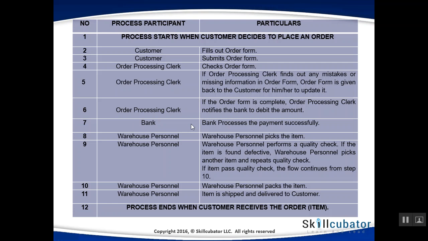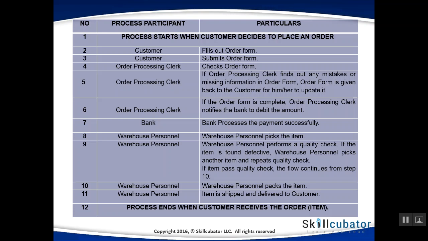Step 7, the bank will process the payment. Here I have only one scenario, what we call the happy path. That means the bank is able to process the payment successfully. Now what happens if the bank is unable to process the payment? So what do we do in that case? We can also model that scenario when we are creating the process flow.